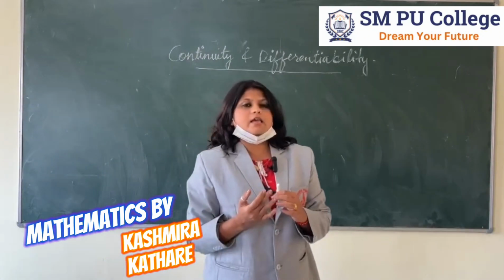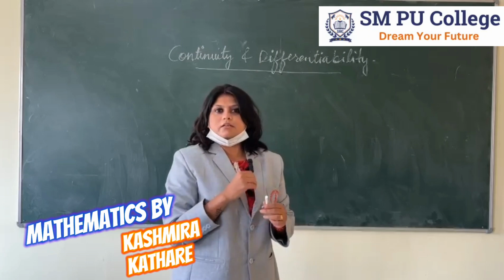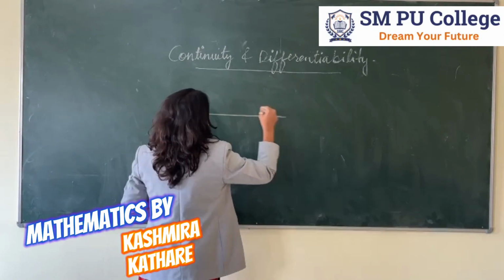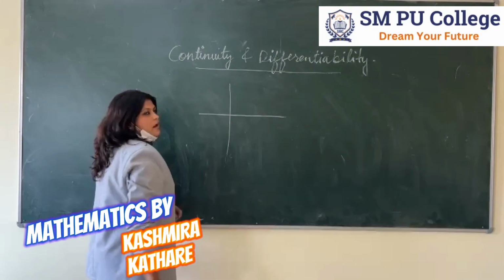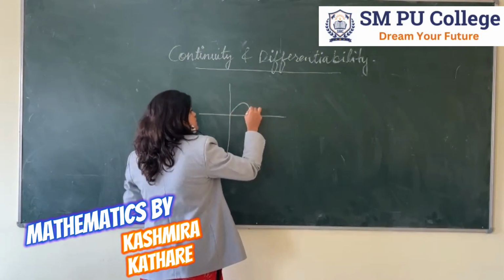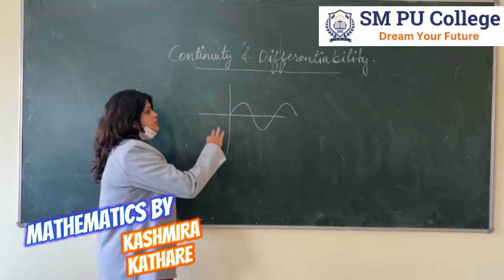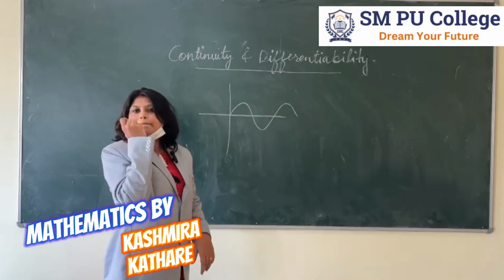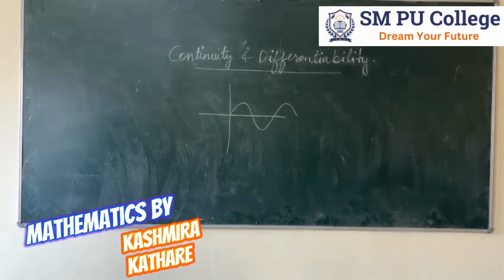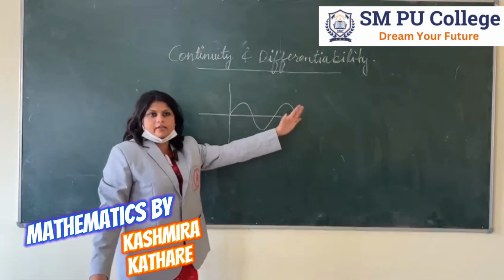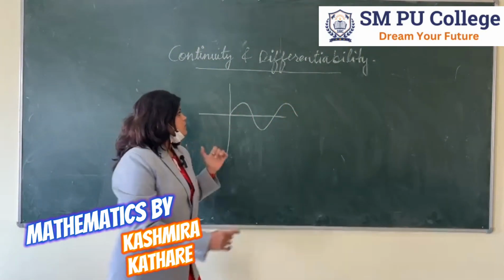In Hindi we can say लगातार, something that keeps going continuously, and in mathematics we can show it in a graph. Suppose this is a graph which is going on, a continuous graph. So this graph is continuous. That is a continuous graph.